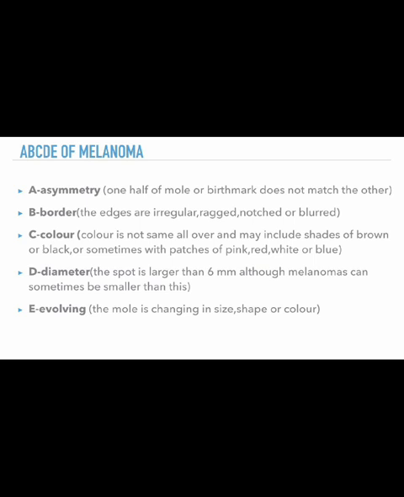And border. When the edges are irregular, raised, notched, or blurred, it may be considered as melanoma. C, color. The color is not the same all over and may include shades of brown or black, or sometimes patches of pink, red, white, or blue. And diameter. When the spot is larger than 6 mm, it may be considered as malignant melanoma. But malignant melanoma need not always be larger than 6 mm.